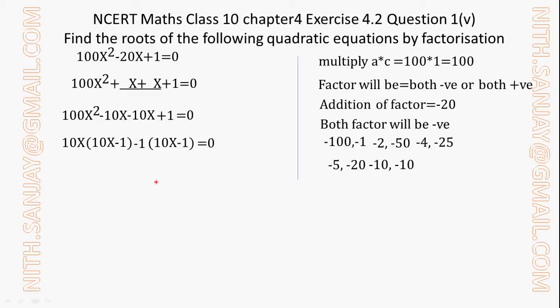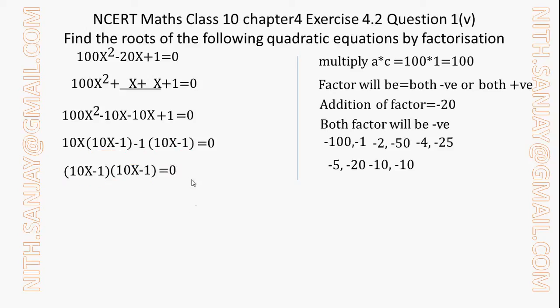Now I will take 10x minus 1 common outside. So I will be left with 10x minus 1. Why? Because I have taken this 10x minus 1 common here, so I am left with 10x, which I have written here. I have taken 10x minus 1 common, and I am left with minus 1, so I have written it like this. This is equal to 0.